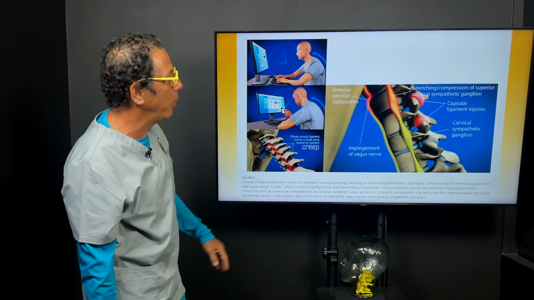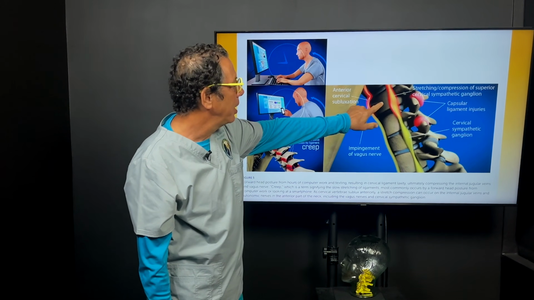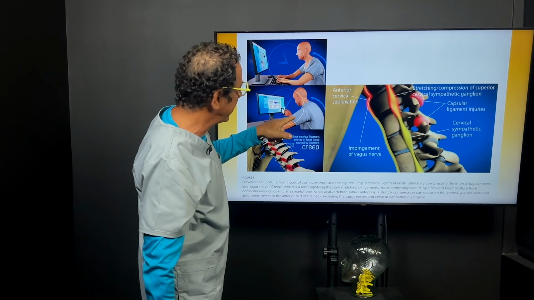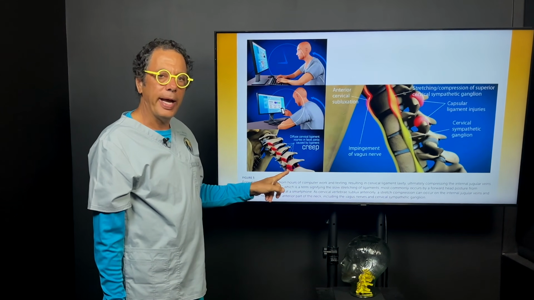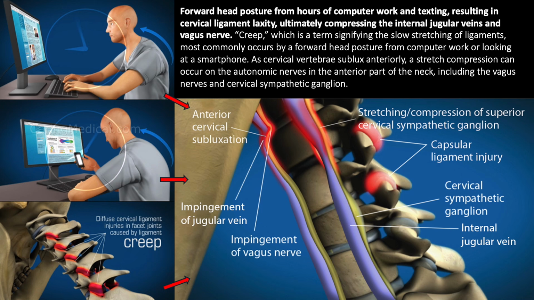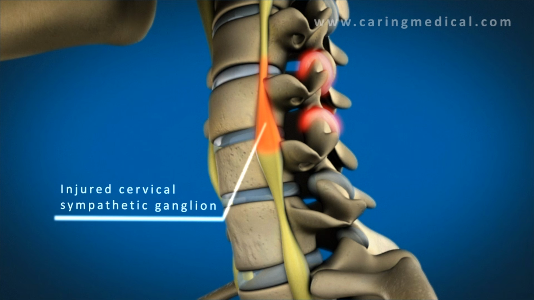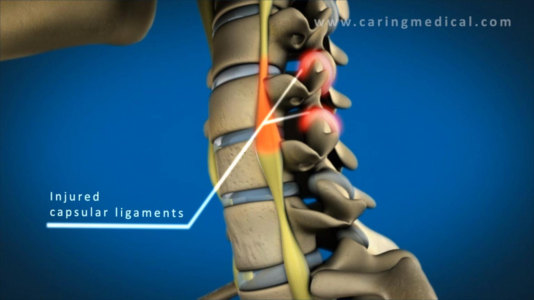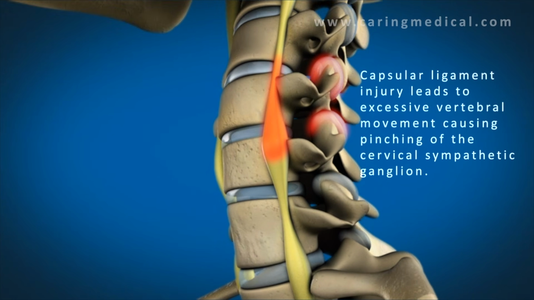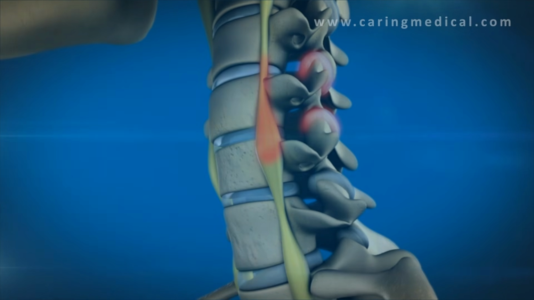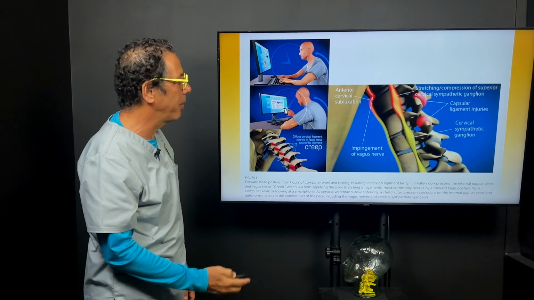Now this is just a pictorial of how the vertebrae change. Basically a person's looking down, they're addicted to their cell phone, looking down all the time. The ligaments get damaged in the neck. Then the vertebrae, with motion testing, show anterolisthesis or spondylolisthesis. Then it can compress the autonomic nerves in the neck, including the vagus and the superior cervical sympathetic ganglion. That can get affected, which affects brain circulation. It can affect the heart. You can get tachycardia and a lot of other symptoms.